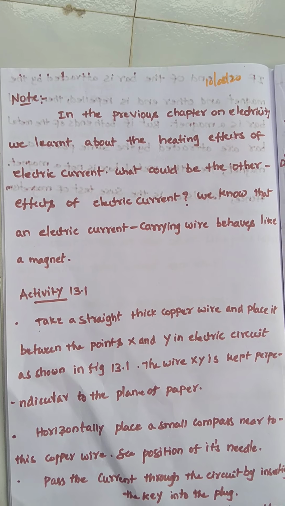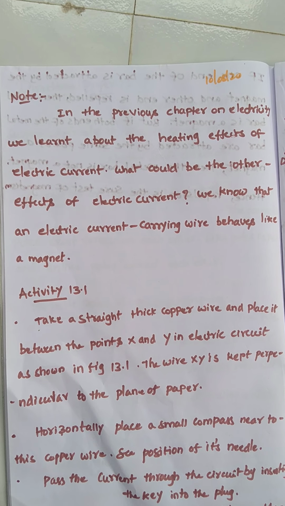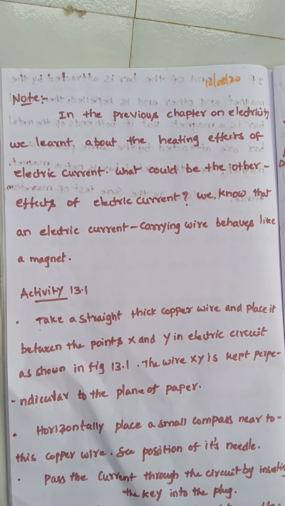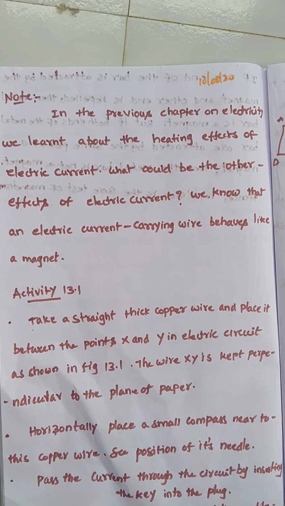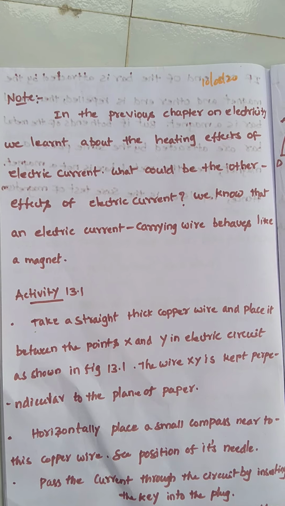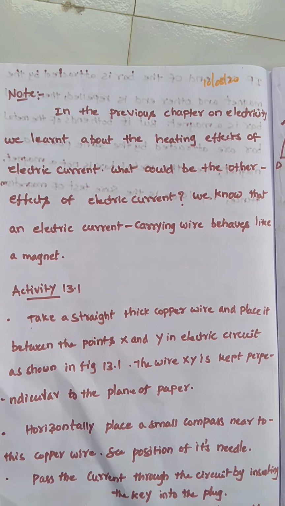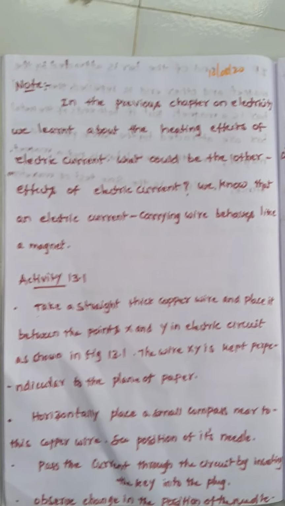So we know very well the heating effects of electric current. What could be the other effects of electric current? We know that an electric current carrying wire behaves like a magnet. How it behaves like a magnet, I have discussed with you. So related to Oersted's experiment, I want to discuss an activity with you.